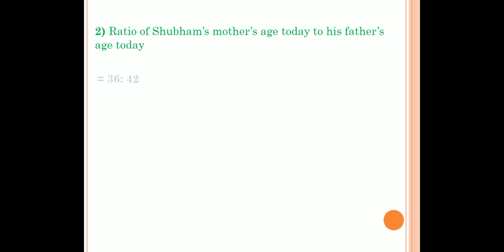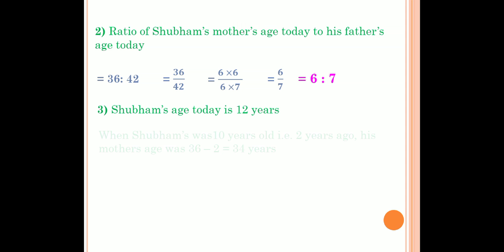Now, the second part of the same question: the ratio of Shubham's mother's age to his father's age today. Now, mother's age is 36 and father's age is 42. So that is why 36 is to 42 is equal to 36 upon 42. Now, which table is common? 6 times table. 6 6s are 36 and 6 7s are 42. So we are left with 6 upon 7, that is equal to 6 is to 7. So we have found out the ratio of Shubham's mother's age to father's age.